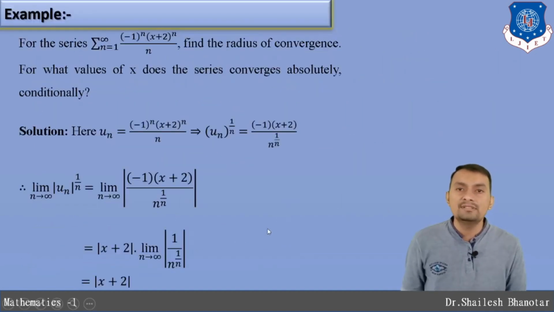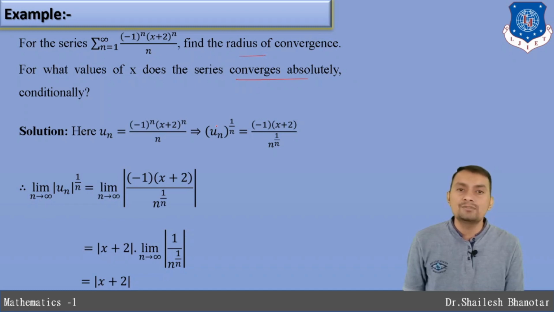Let us see one more question: for the series from n = 1 to infinity of (-1)^n (x+1)^n / n, find the radius of convergence. Also we want to determine for what values of x the series is absolutely convergent, and for what values of x the series is conditionally convergent. So let us first determine the radius of convergence.